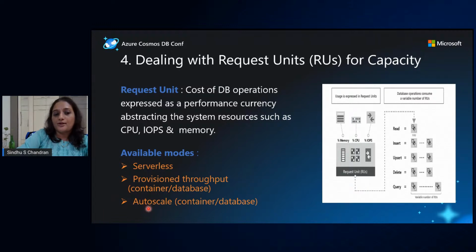And the other option is the auto scale, which again you can set at a container or database level. So where you pay 1.5 times the cost of the provision throughput, but then there is the option to scale between a range that is set. So one option would be to start with auto scale to avoid any limitations of lesser RUs, and then based on your usage, you could provision throughput to better manage your cost.